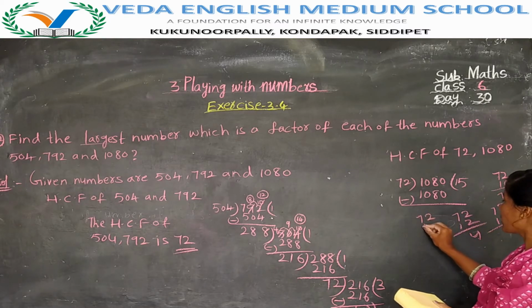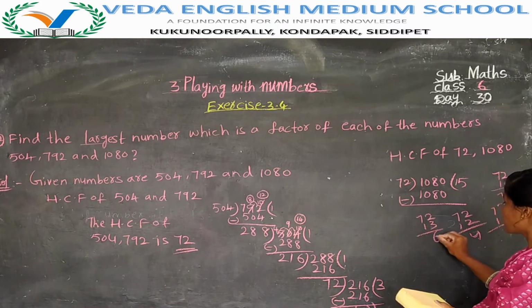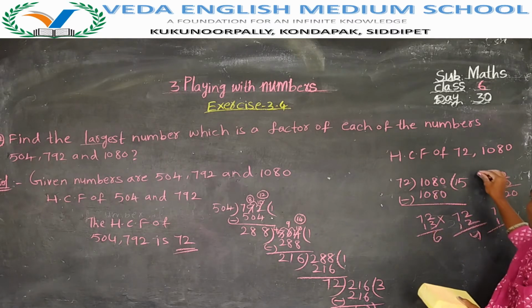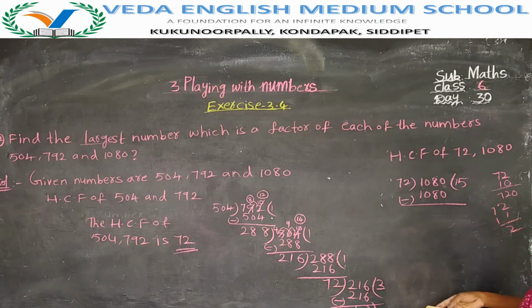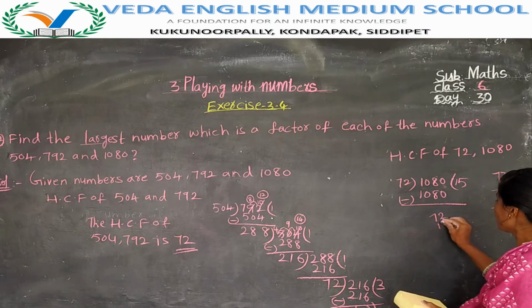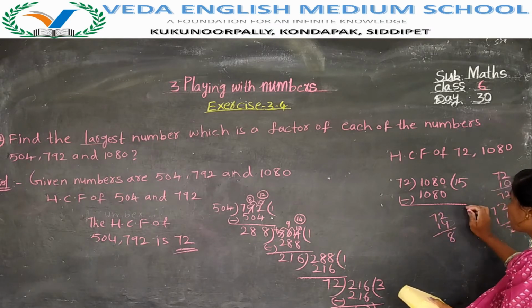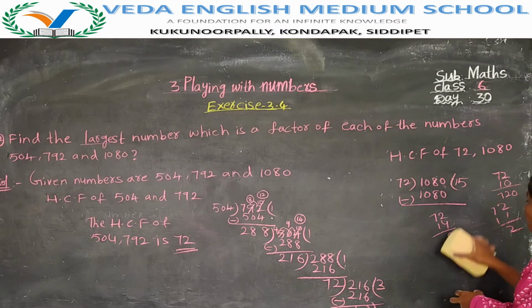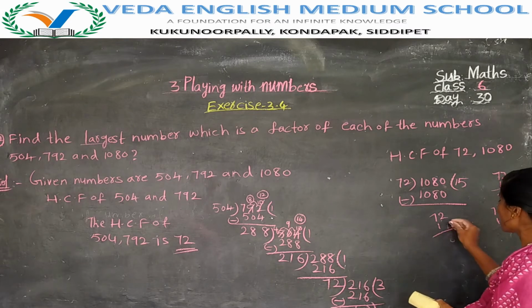Next, 72 13s. 2 3s are 6, but in the ones place we need 0. So 72 13s is also not correct. Next, 72 14s. 2 4s are 8, we are getting 8, but in the ones place we need 0. Is this correct? No. Next go with 72 15s.